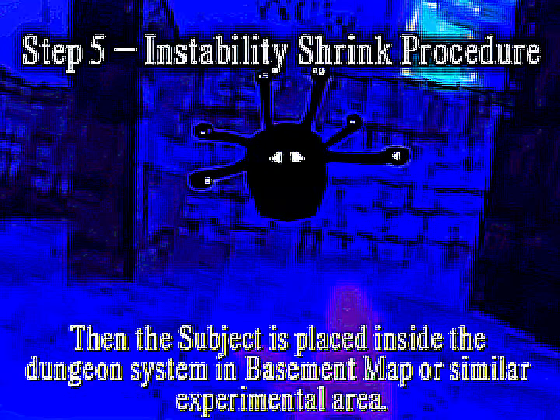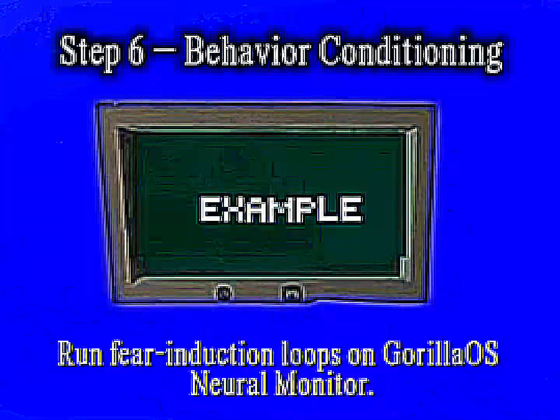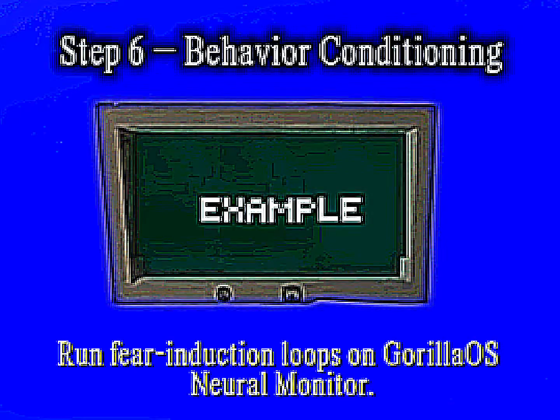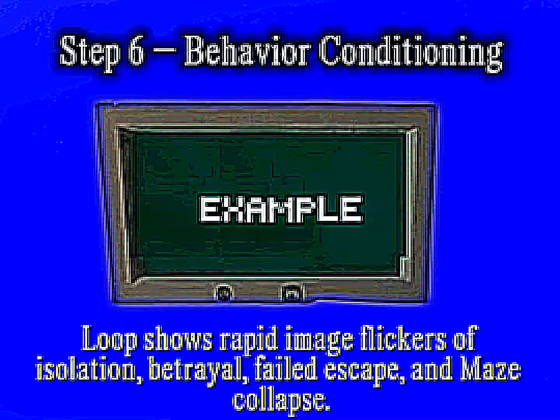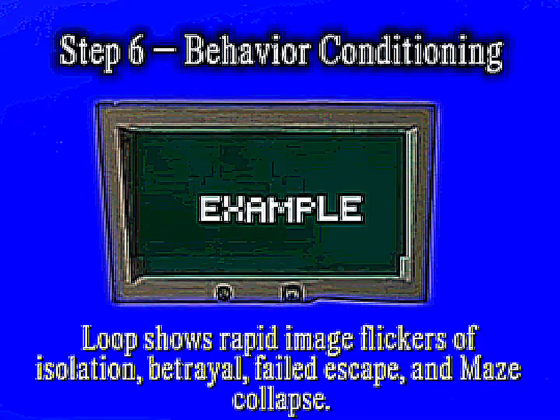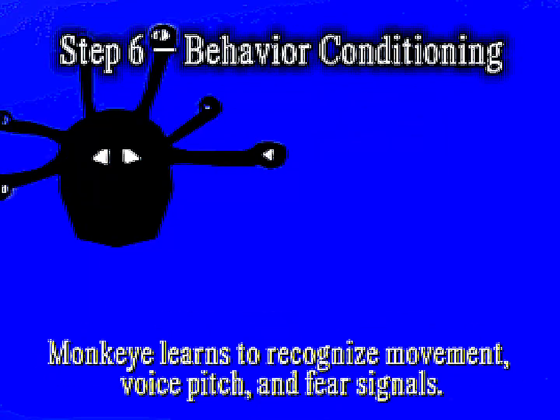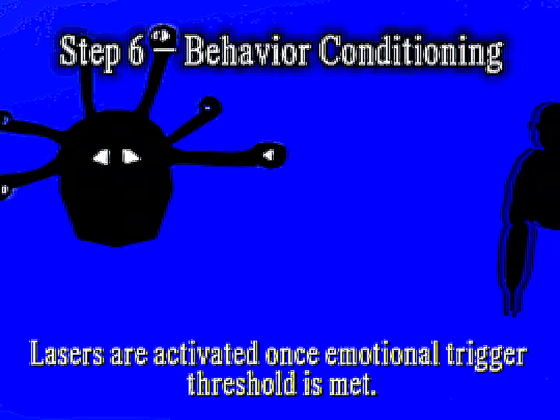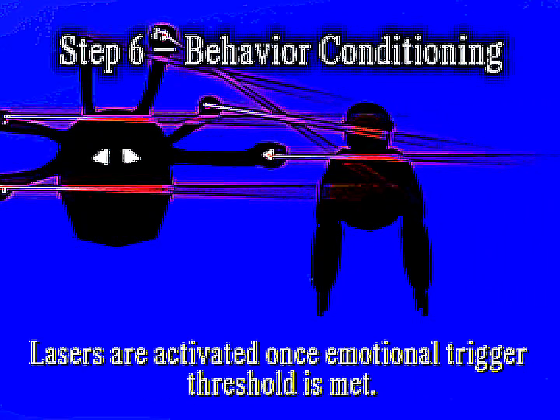When the subject is placed inside the training system, immersion map or similar experimental area, the field induction loops on the gorilla's mirror monitor. The loop shows rapid image flickers of isolation, betrayal, failed escape, and noise collapse. Monkeye learns to recognize movement, voice pitch, and fear signals. Lasers are activated once the emotional trigger threshold is met.